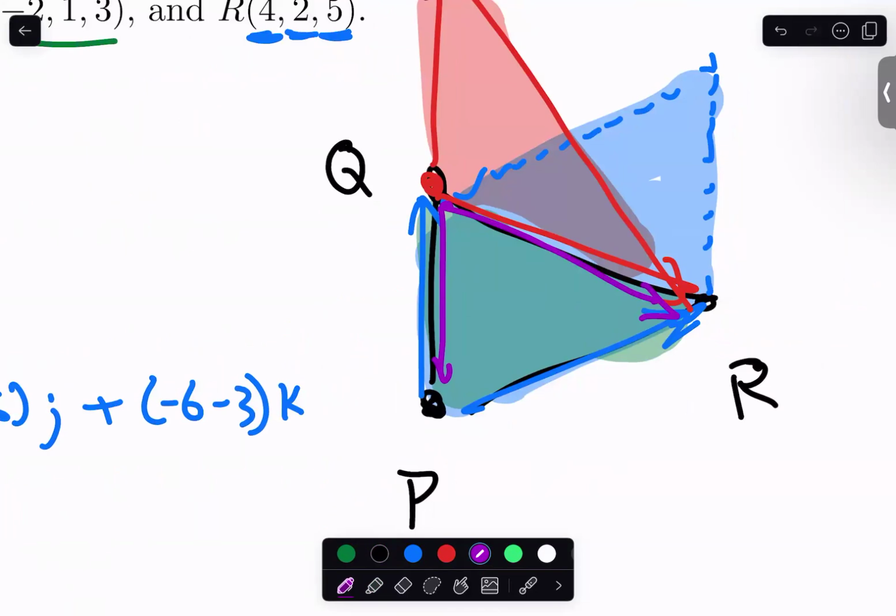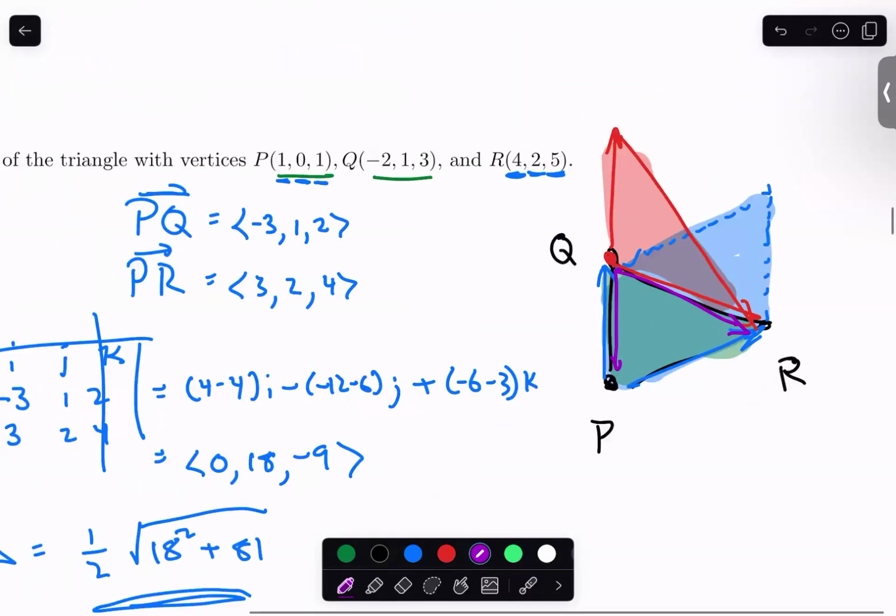It doesn't matter which vertex you choose. It just matters that you choose the 2 vectors that come out of the same vertex. Exactly. So no matter what, you have to choose vectors that come out of the same vertex. I chose P just because it's first. But if you like both of your vectors originating out of Q, that's fine. If you like both of your vectors originating out of R, that's also perfectly fine.